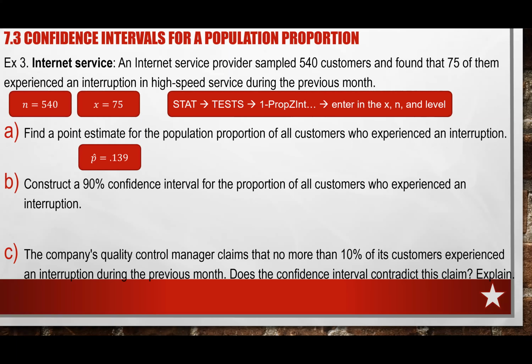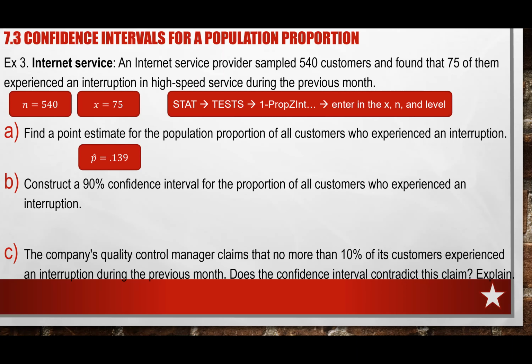Any question with how I find this point estimator? Again, all I did was take 75 divided by 540, and that gives me 0.38888888, and I round it to 0.139. Any question with the point estimator?